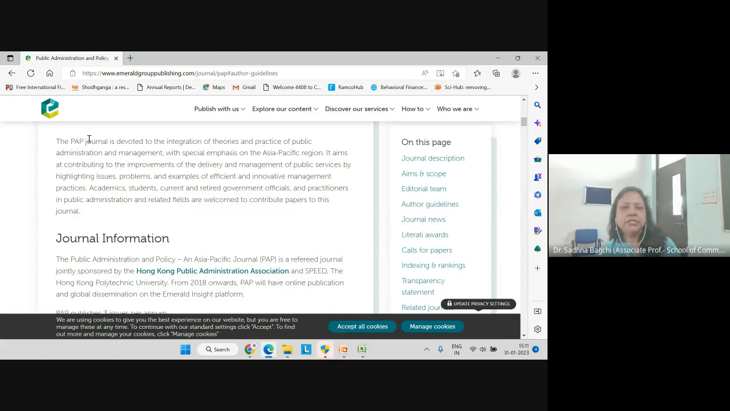To read the scope of the journal, I'm reading it. The PEP journal is devoted to the integration of theories and practice of public administration and management, with a special emphasis on the Asia Pacific region. If your area of research is Asia Pacific, then you can approach this. It aims at contributing to the improvement of the delivery and management of public services by highlighting issues, problems, and examples of efficient and innovative management practices.